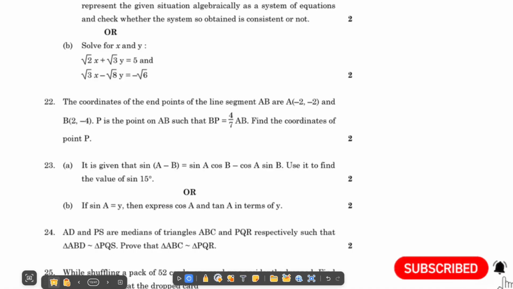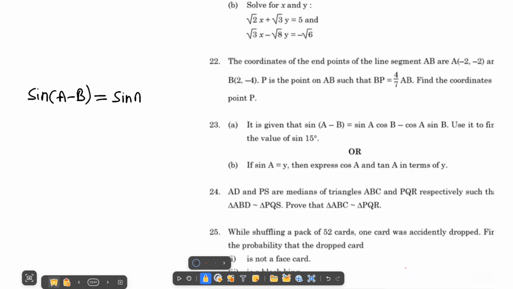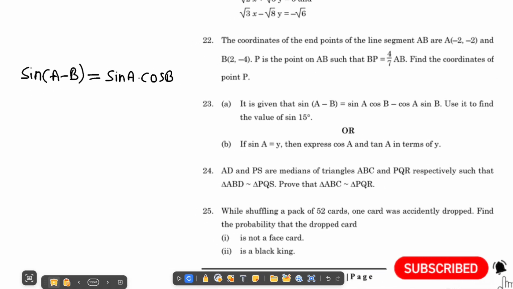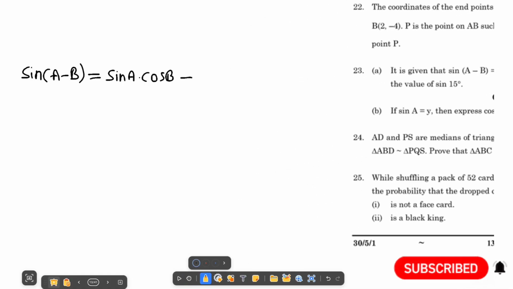What is given here? Sin (A minus B) is equal to sin A cos B minus cos A sin B. So we have to use this one to find the value of sin 15 degrees.